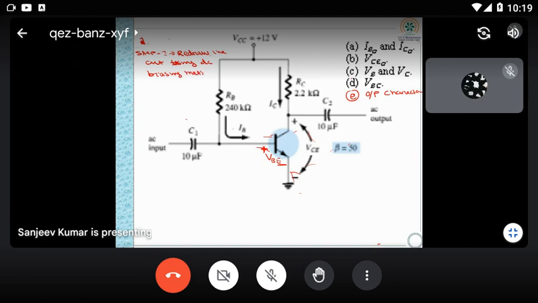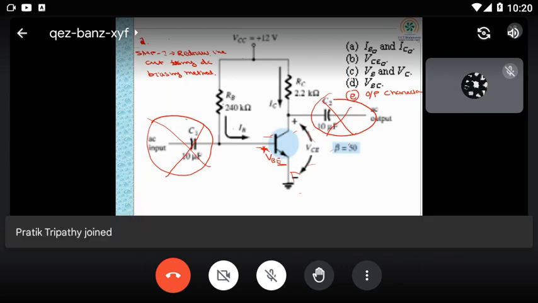If you are doing the DC biasing method, what will happen? Anyone remember? Whenever you are going for DC biasing, the capacitor will act as open, and your AC input supply voltage you can neglect, or make it zero. Only DC sources will be available in the circuit. So this will be removed. Then you have to redraw the circuit. So only this circuit will be there.